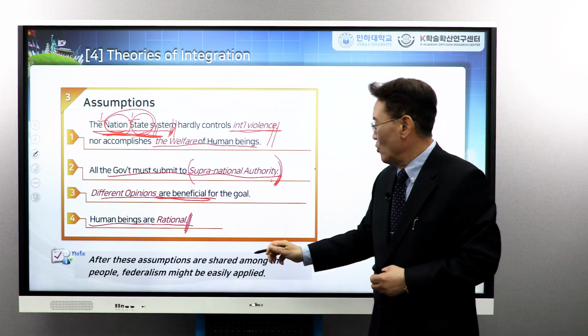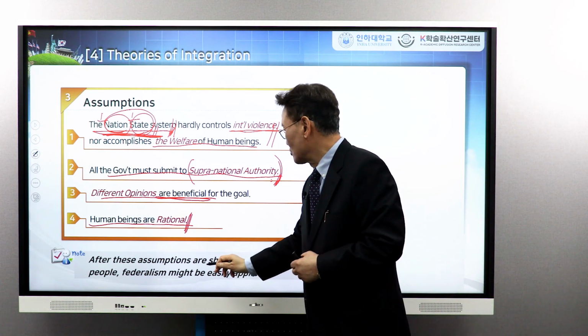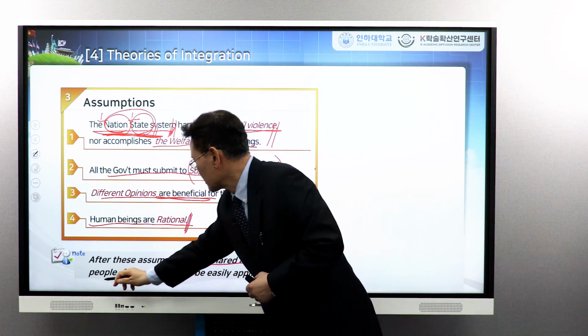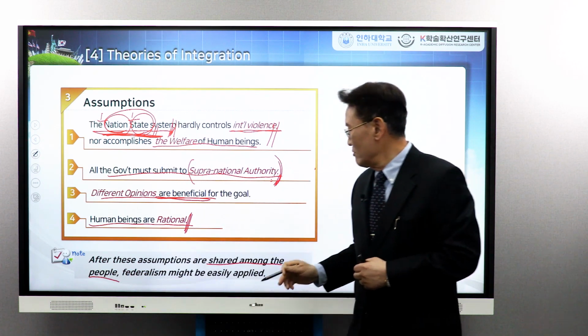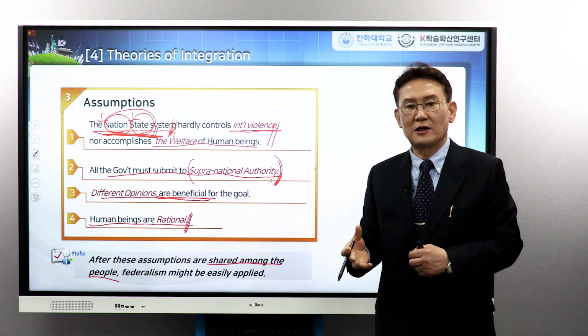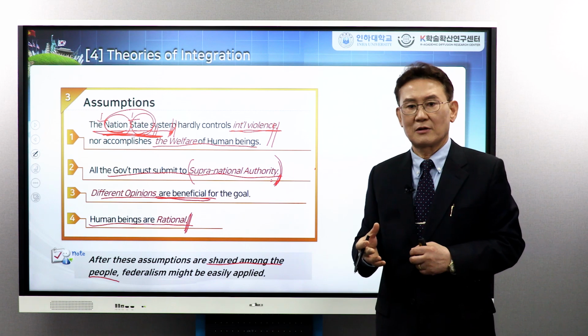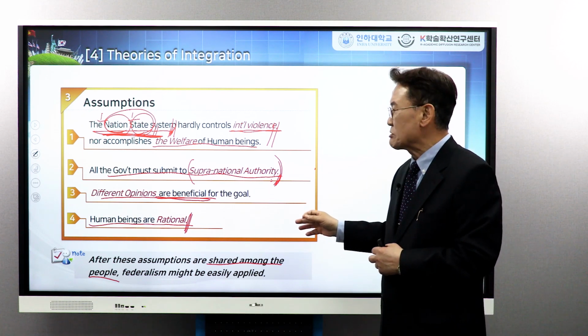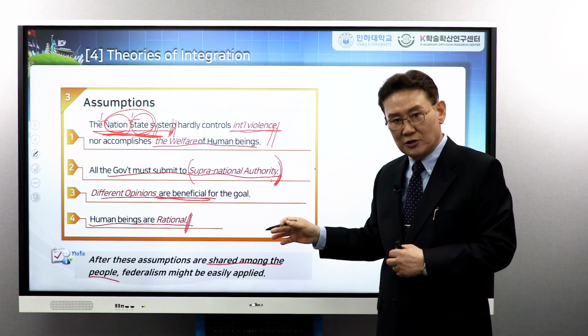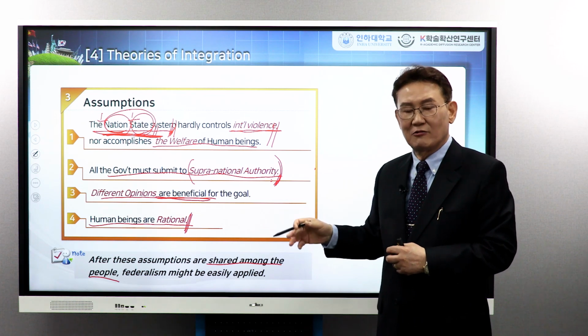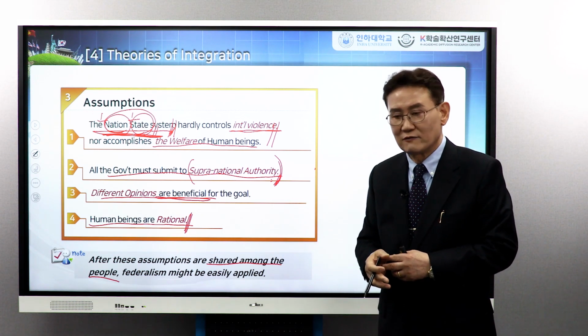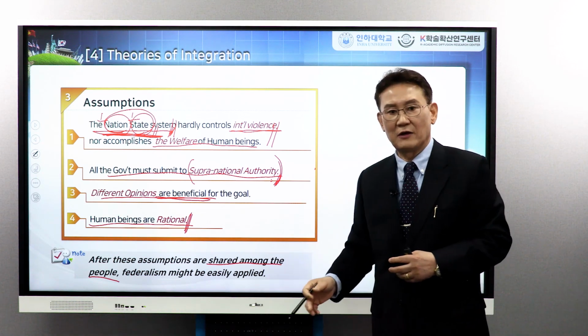After all these assumptions are shared among the people, federalism might be easily applied. If not, it's going to be very, very difficult to achieve a federal government.